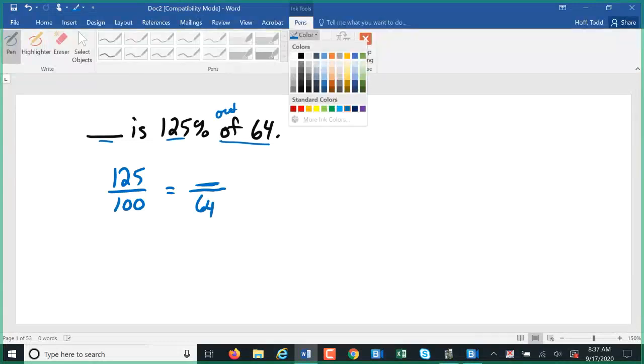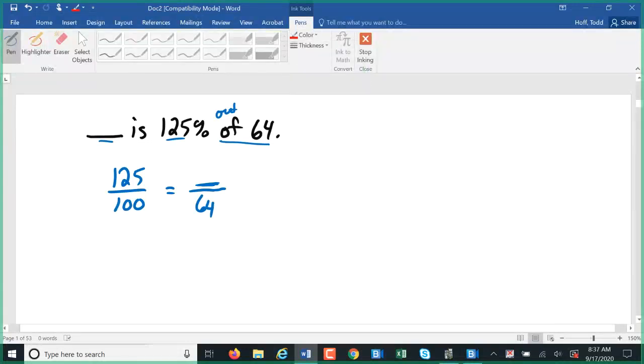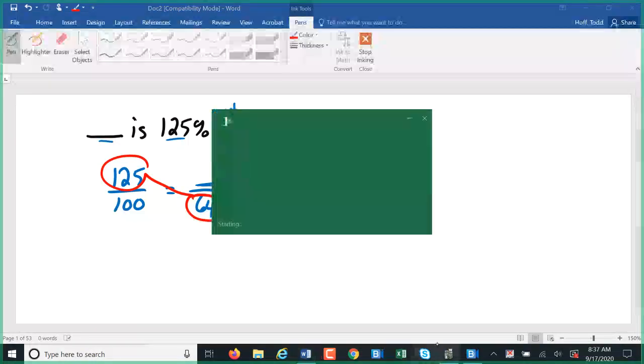And again, I match up and do the process. I multiply the two numbers that are diagonal with each other. 125 and 64 are diagonal with each other. 125 times 64, what is that, 8,000? Let me double check that. Oops.